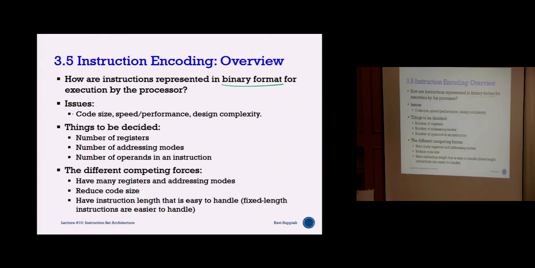Okay, so what are the issues? One thing is the code size. If I decide on a particular encoding format, how big is my code going to be? Speed and performance are related to the overall architecture design, and the complexity of the design also relates to how much the hardware is going to cost eventually. And things to be decided: number of registers, number of addressing modes, number of operands.